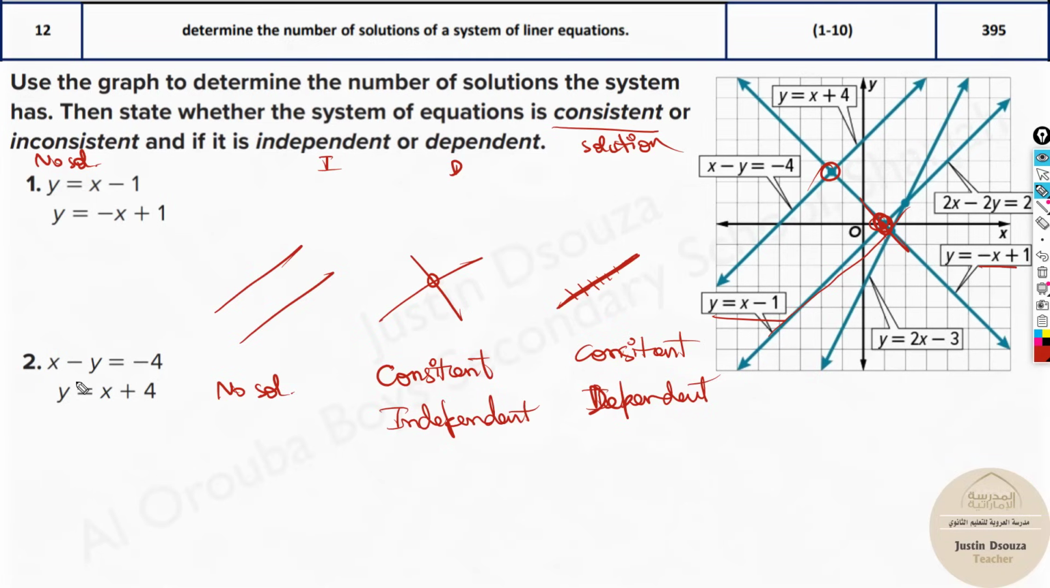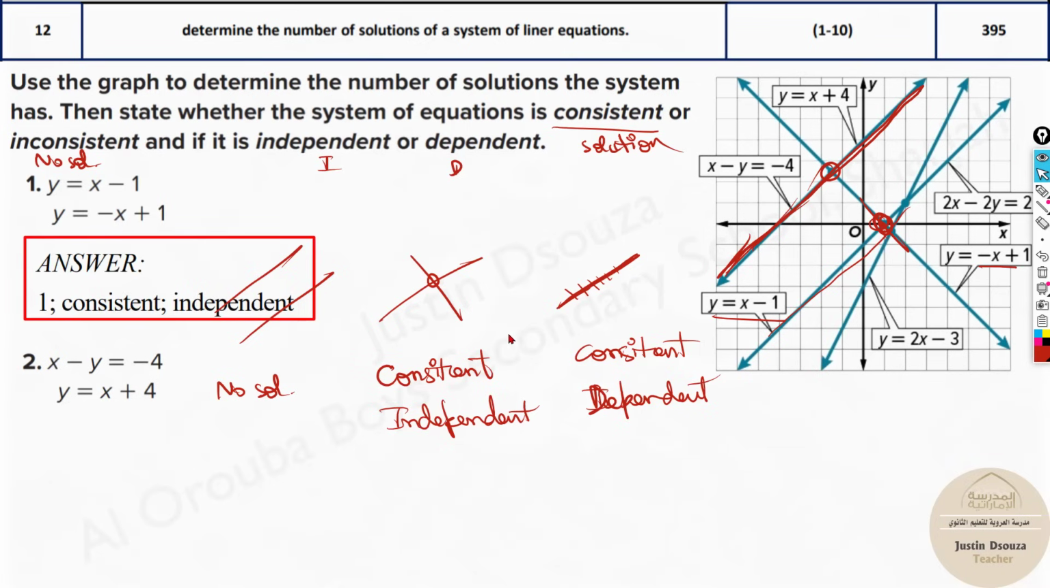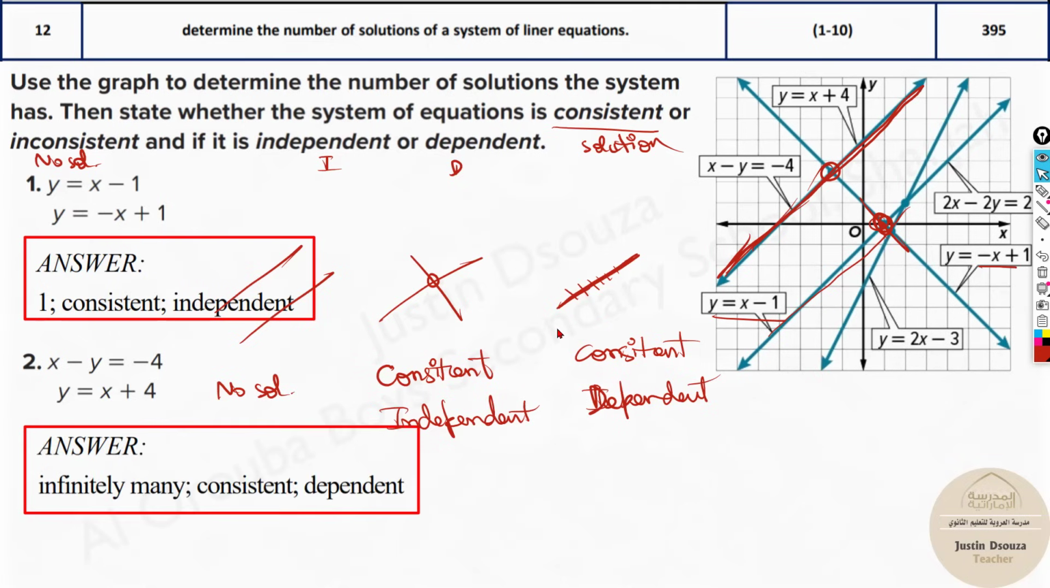Whereas the other equation, x minus y equals minus 4, this is the line, and y is equal to x plus 4. You can see they are both the same lines, right? They are the same lines, so they're overlapping on each other. So it is this part, consistent and dependent. So that is the solutions over here. And whenever there is consistent independent, you will have one solution. Whereas consistent dependent will have infinite solutions, infinitely many.